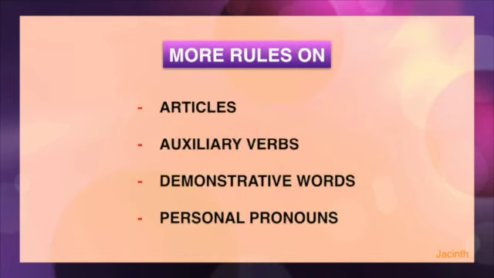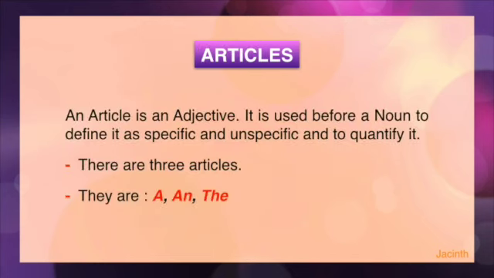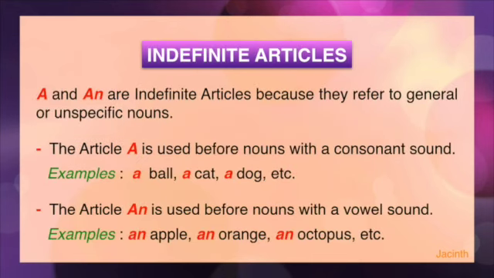Besides nouns, there are other words such as articles, auxiliary verbs, demonstrative words, and personal pronouns that are in a sentence. As you all know, an article is an adjective. It is used before a noun to define it as specific or unspecific and to quantify it. There are three articles. They are a, an and the. A and an are indefinite articles because they refer to general or unspecific nouns.